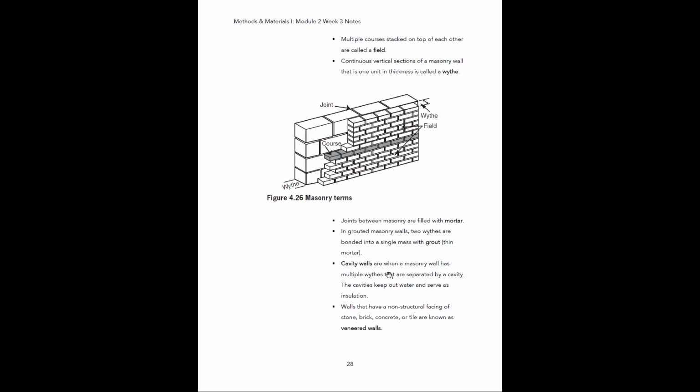Cavity walls are basically masonry walls that have multiple withes, like this, but they're not directly on top of each other and they're not bonded to one another. They have a cavity between them, which is basically just an open air space, and the purpose of that is to keep out water, and it may also serve as insulation.